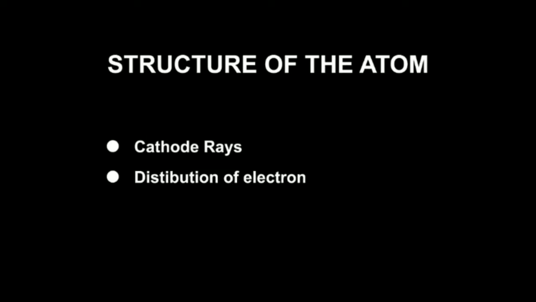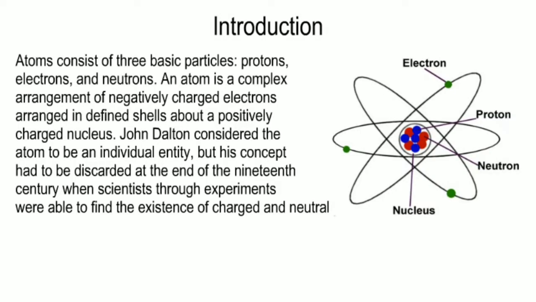Structure of the atom. In this chapter, we will learn about cathode rays, distribution of electrons, and atomic number. Introduction. Atoms consist of three basic particles: protons, electrons, and neutrons.